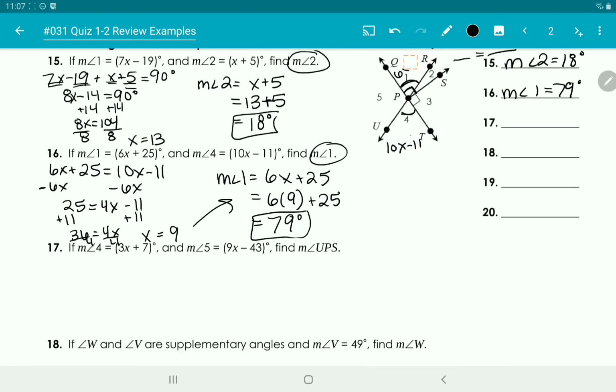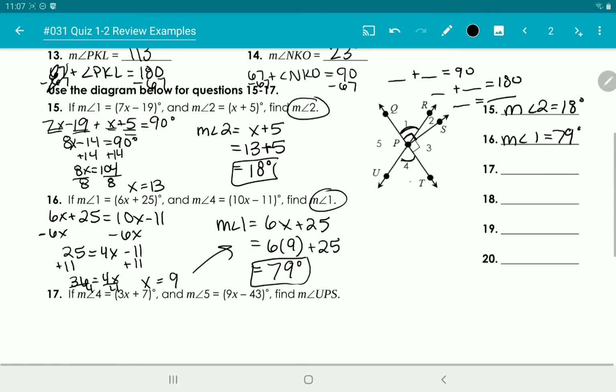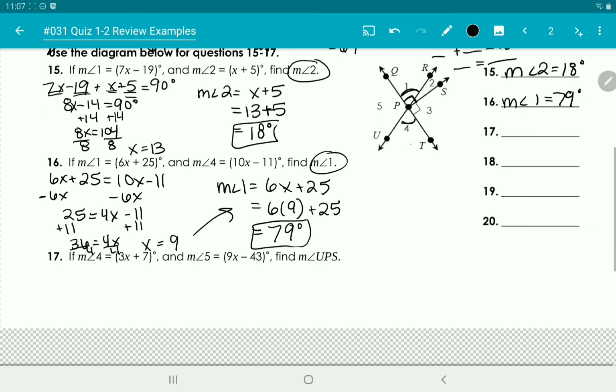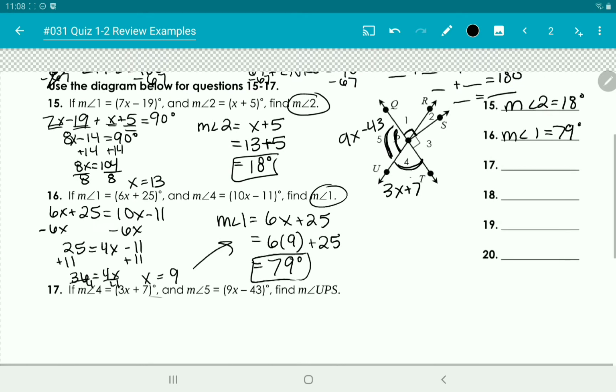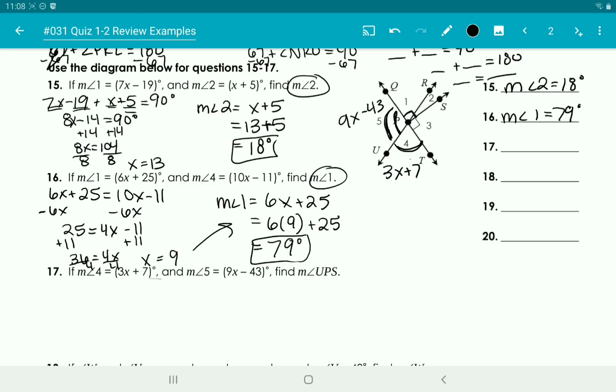So again, just go through, mark what you've got, and you know it's going to be one of these three things. Either they add to give you 90, add to give you 180, or they're equal to each other. All right. This one says that angle 4 is this 3x plus 7 degrees. And then angle 5 here is going to be this 9x minus 43. You can tell by looking that they're not equal to each other. So they're not vertical angles.